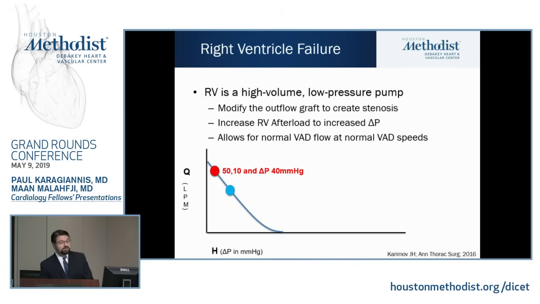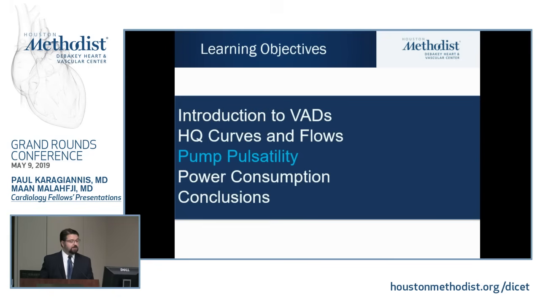Surgeons will actually try to increase the afterload of the RVAD, try to modify the outflow graft such that you create a stenosis, increase the RV afterload, increase the delta pressure, the pressure differential, and then bring the RVAD flow into a normal range without having to work at an unsafe VAD speed. So again, HQ curves inform why durable RVADs are not really an option in most patients.